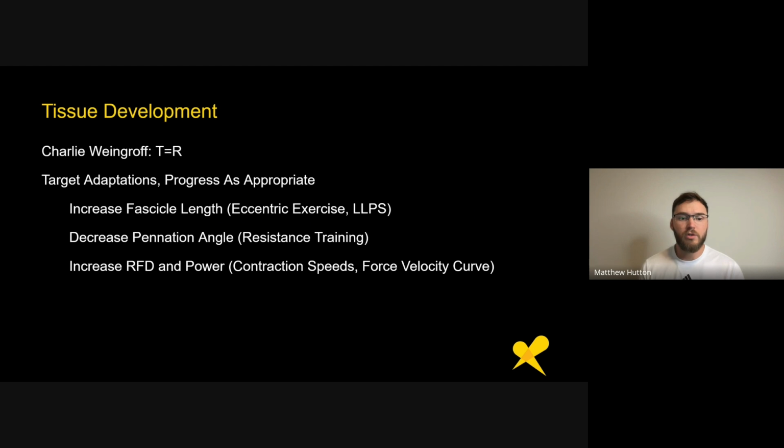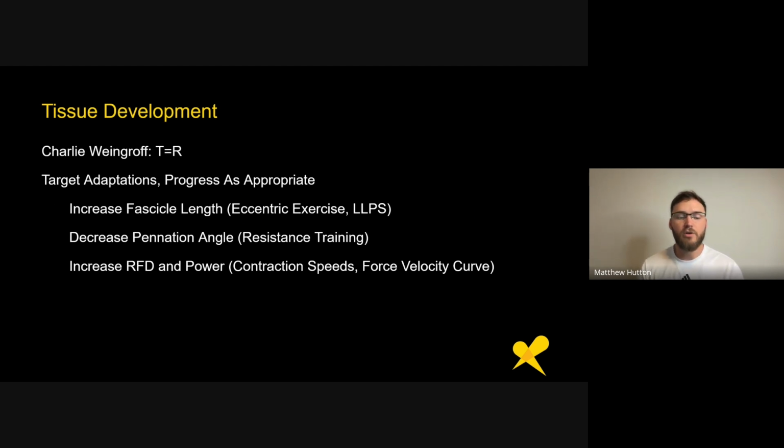And then the other would be to decrease the pennation angle. You're trying to create more structural strength through the muscle. By having a smaller pennation angle, the muscle is better able to contract against resistance. So no surprise here, resistance training is what leads to that adaptation that we're targeting.